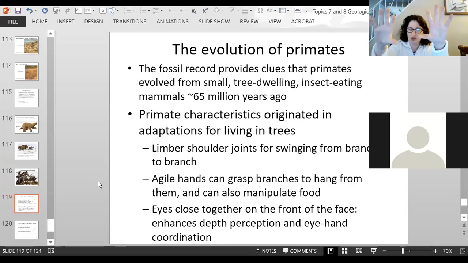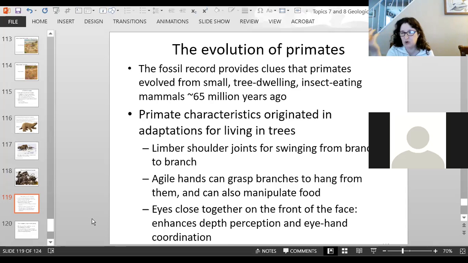We also have agile hands that allow us to grasp stuff. Primates all have hands that are able to grasp tree branches and to open up and manipulate food. Like if I want to open a banana, I could peel the banana open because we have thumbs. If you were to give a banana to a horse, it's not going to peel open the banana with its hands. It doesn't have that.